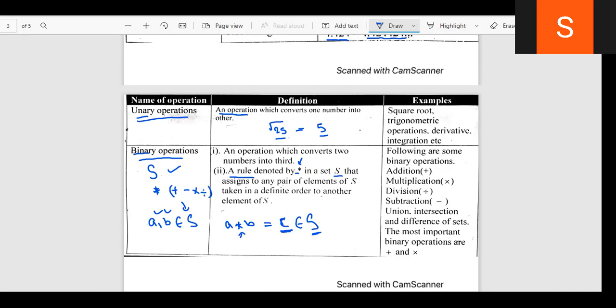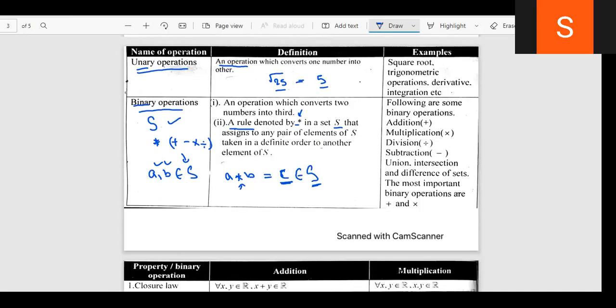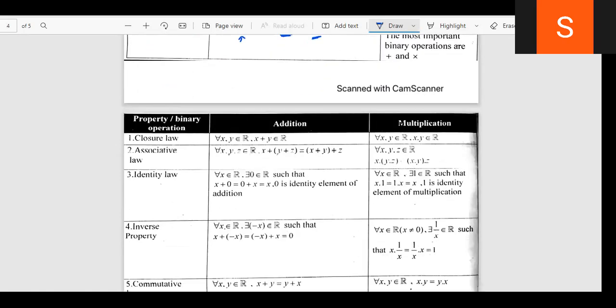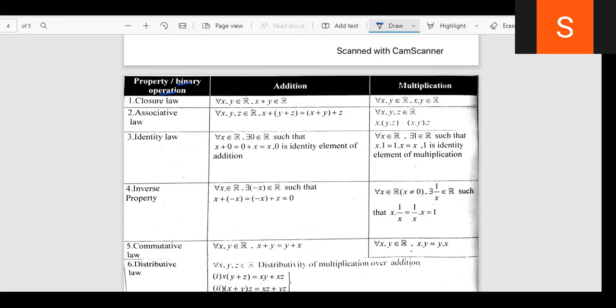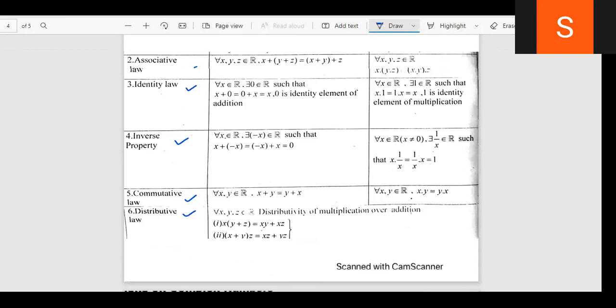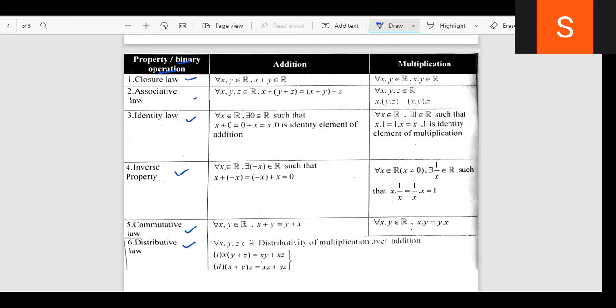But in order to make a simple operation into a binary one, or in other words, the difference between a simple operation and a binary operation is this: whenever we have a binary operation, it should satisfy six properties: the closure law, the associative law, identity law, inverse property, commutative law, distributive law, right? And in the last class, we discussed closure law.